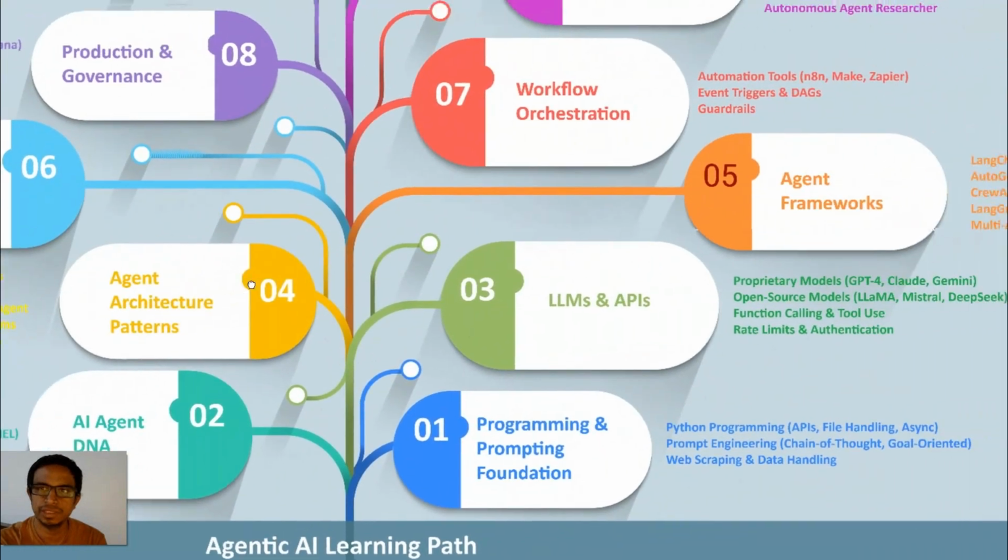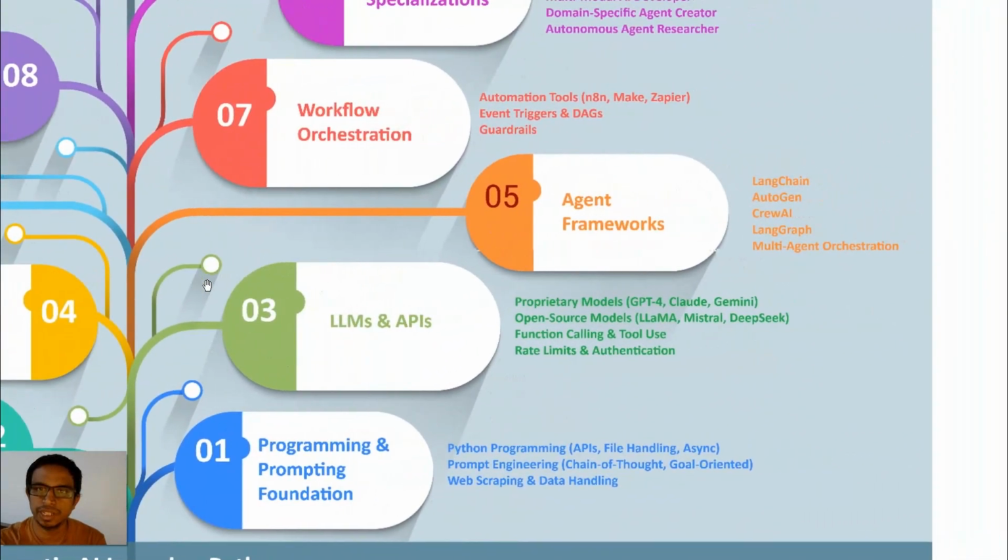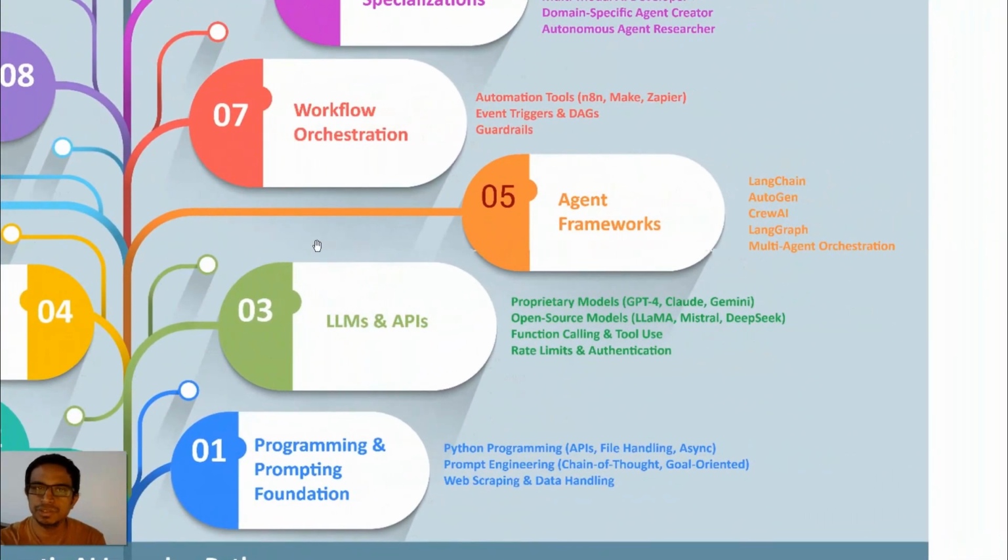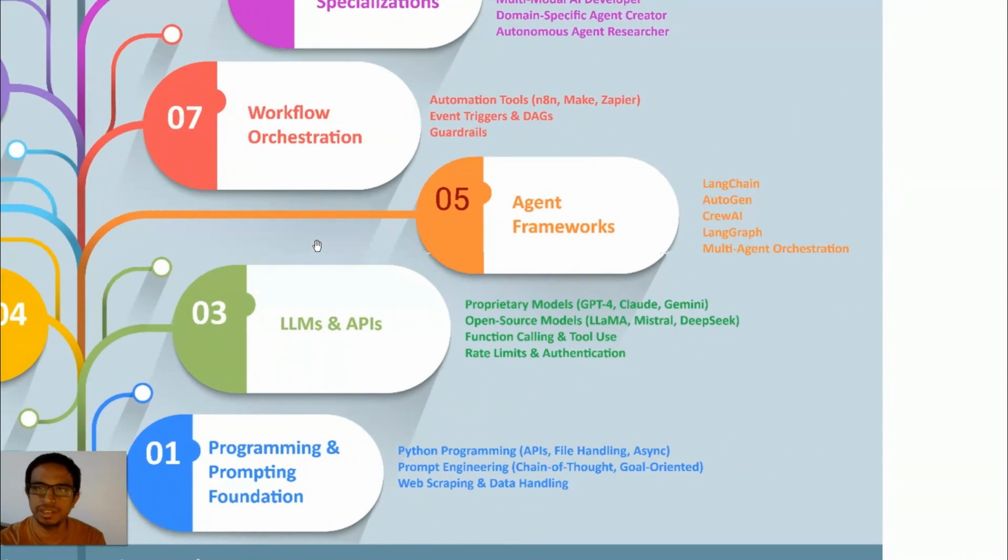The next phase is phase 5, which is called agent frameworks, in which we should learn about LangChain, AutoGen, CrewAI, LangGraph, and multi-agent orchestration. Now these will help us learn thoroughly about the agent frameworks.